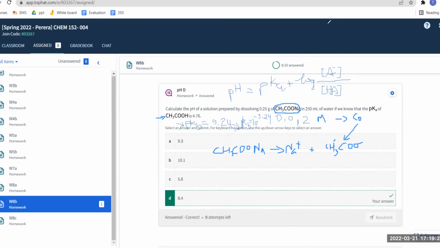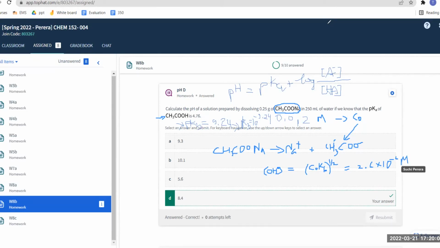We know the KB. Can you calculate the OH minus concentration? Yes, it's the square root of the concentration times KB, 10 to the negative 9.24, to the power of 1/2. I got 2.6 times 10 to the negative 6 as the OH minus concentration.